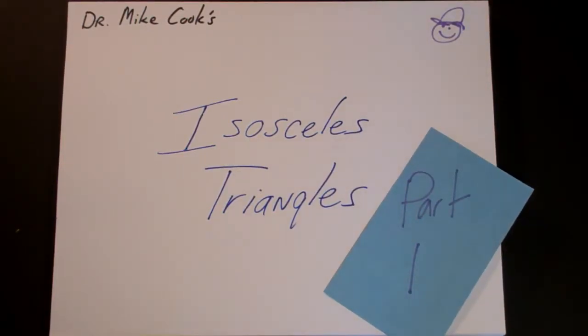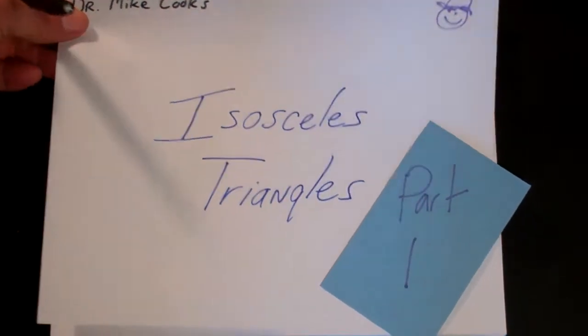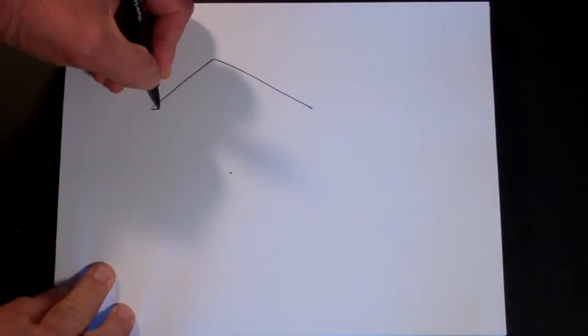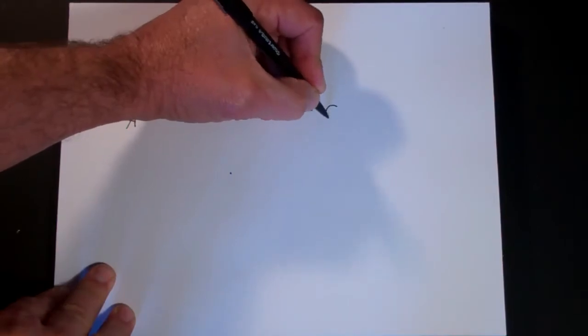This is the first in a series of videos on isosceles triangles. And to start with, let's go over some vocabulary. So let's take a given triangle and let's label it A, B, and C.